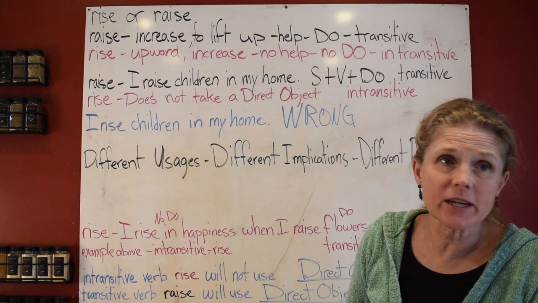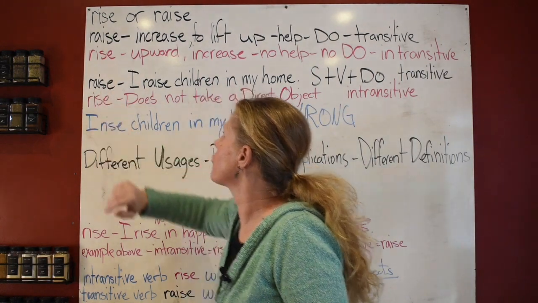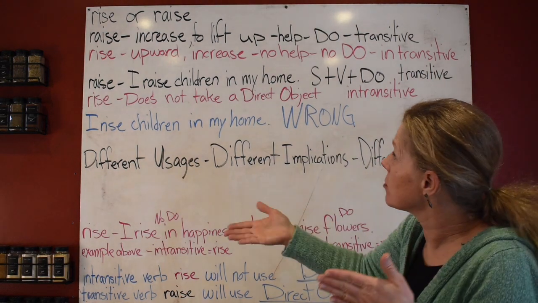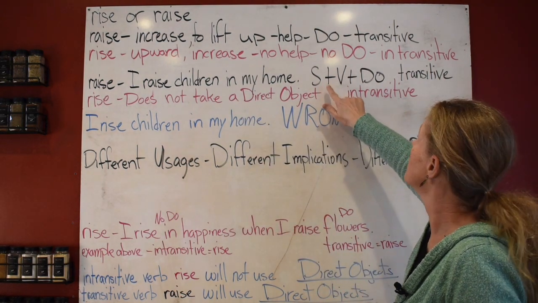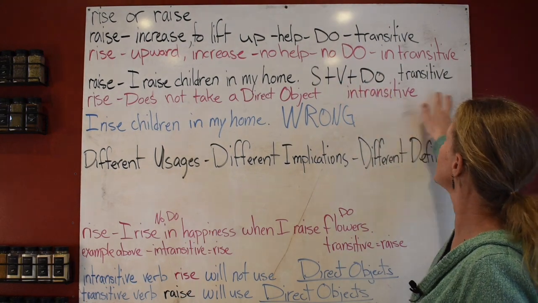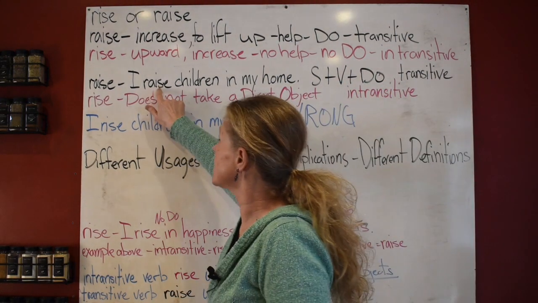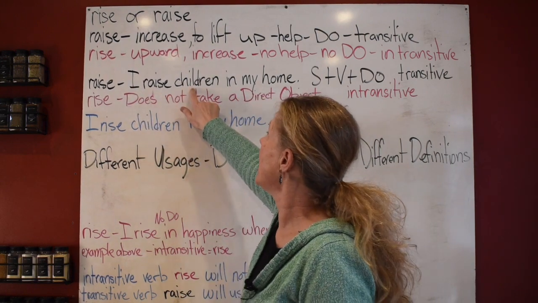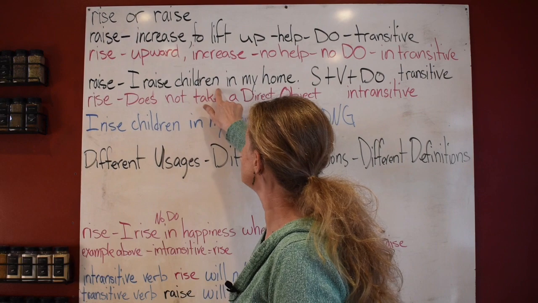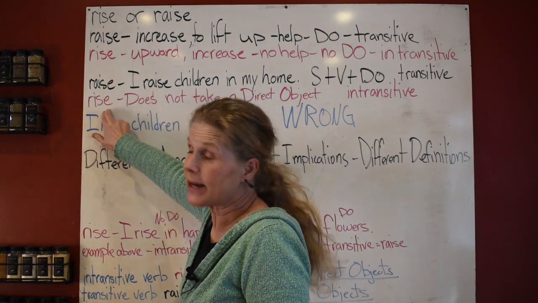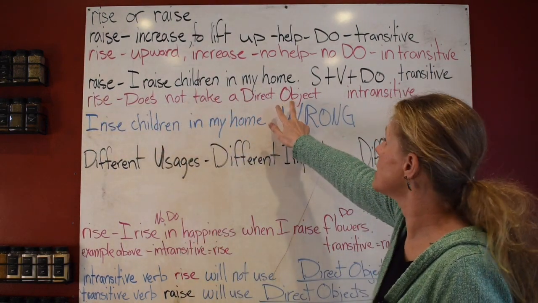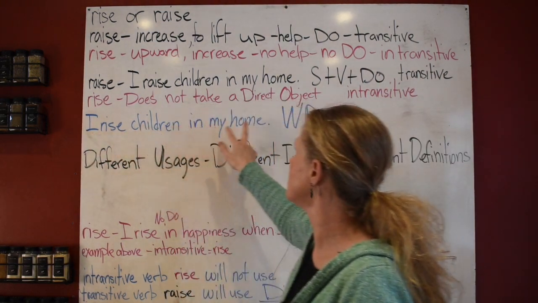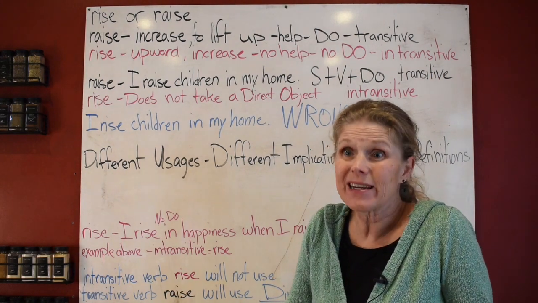So if I look at this example of raise: I raise children in my home. Now for that to work, you have to have your subject plus your verb plus your direct object, which makes this a transitive verb. You have your subject, your verb, and your direct object right here. Now look at the word rise. It does not take a direct object. That means it's an intransitive verb. So look, if we put it in here, I rise children in my home. Does that sound goofy? It does sound goofy.